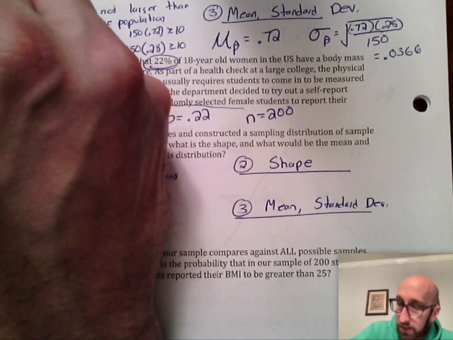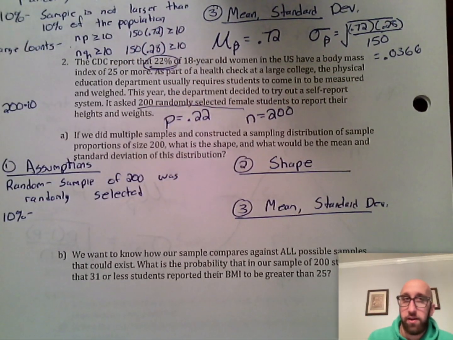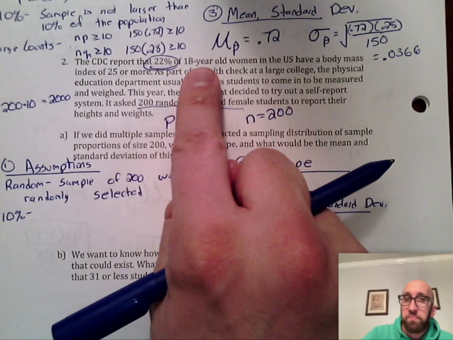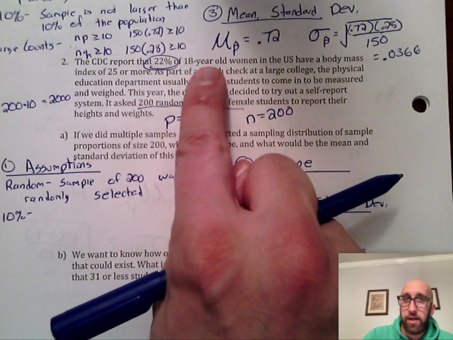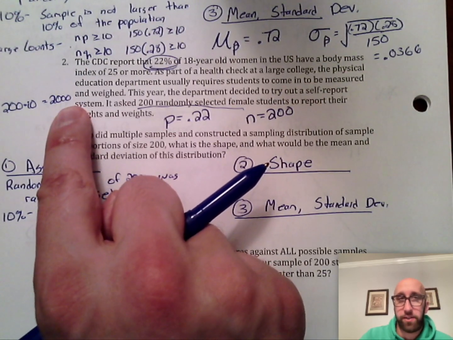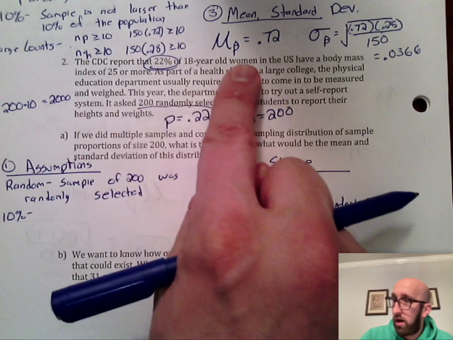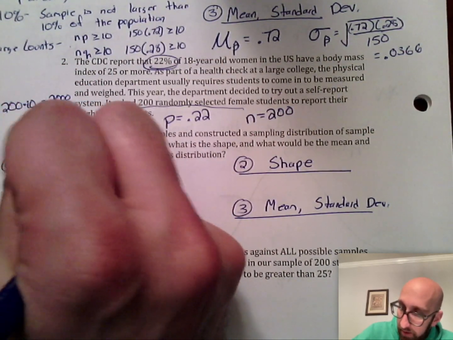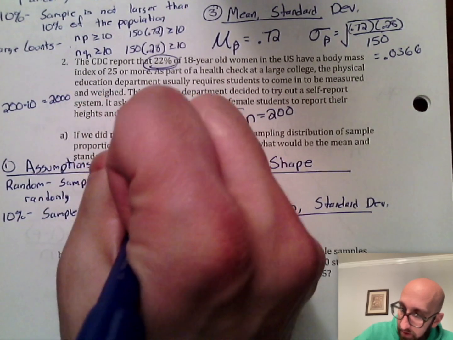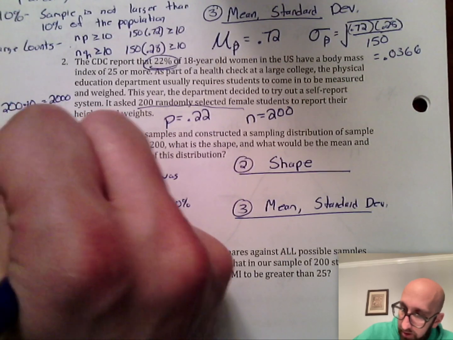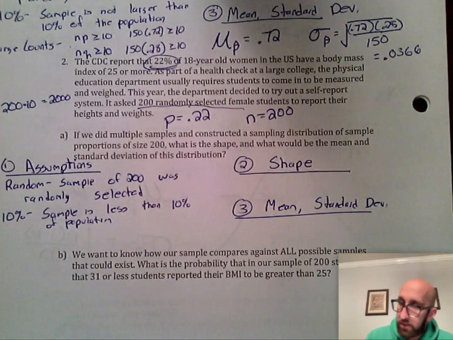Well, if you take our sample of 200 and multiply it by 10, 200 times 10 is 2,000. So you got to ask yourself, do you believe there's more than 2,000 18-year-old women in the United States? Yeah, I'm going to safely assume there's more than 2,000 18-year-old women in the United States. So the sample is less than 10% of the population.